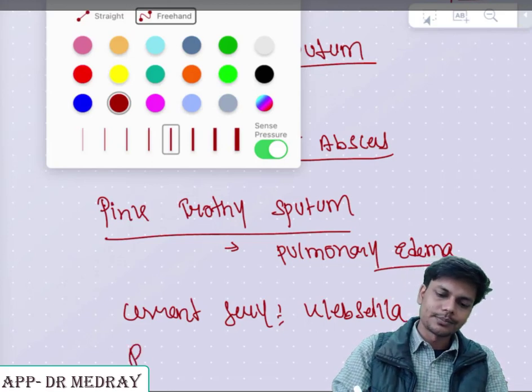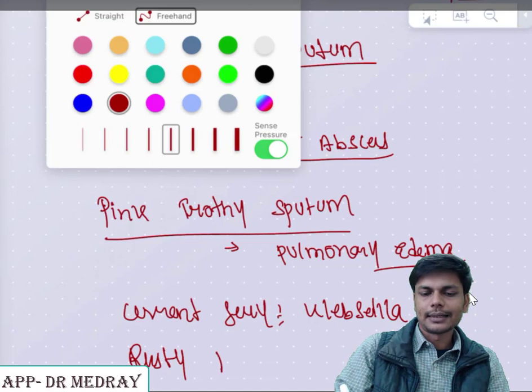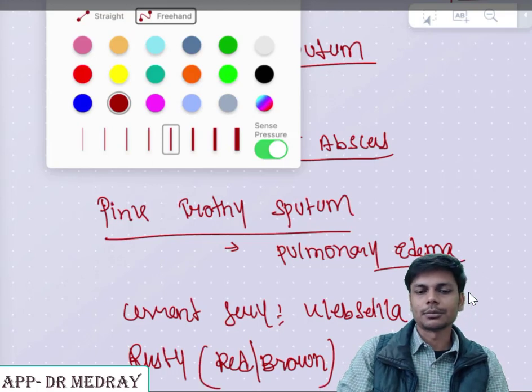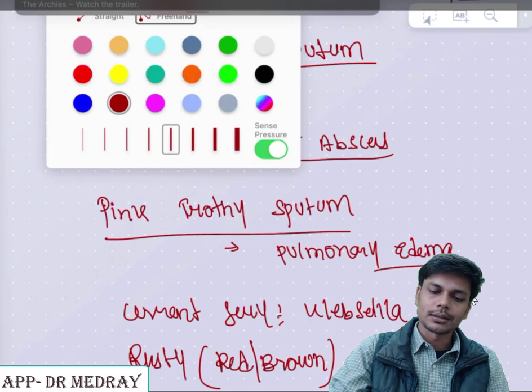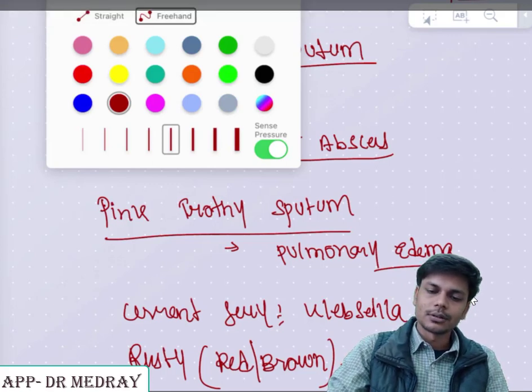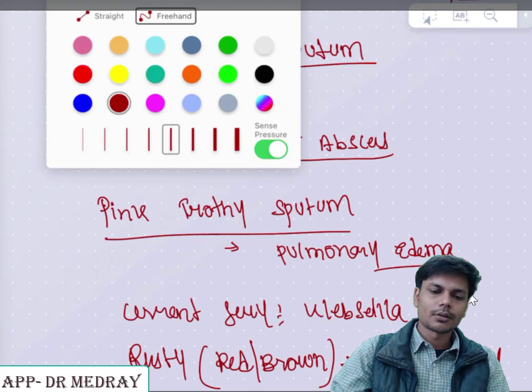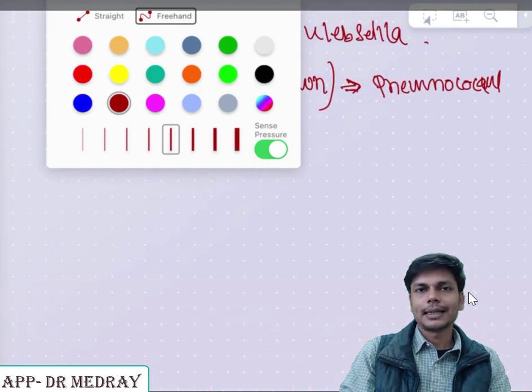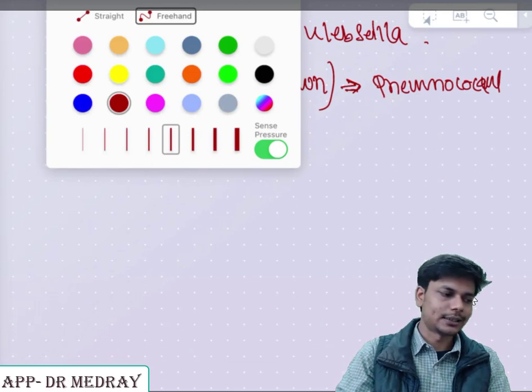Rusty red or brown sputum, just like that of blood. Sometimes you may confuse it; rusty sputum may be confused with hemoptysis. Rusty red sputum is characteristic of pneumococcal pneumonia. So the quality and quantity of the sputum help guide our differential diagnosis.